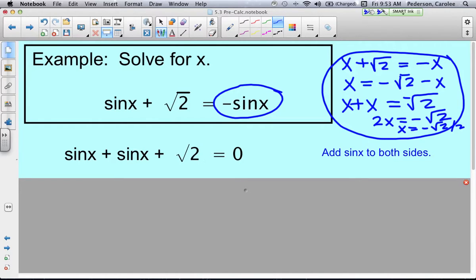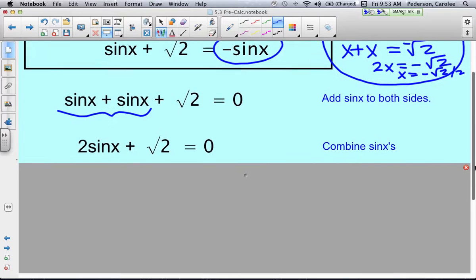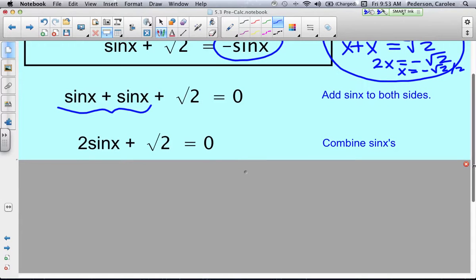Sine of x plus the square root of 2 equals 0. Add the sines of x's. Yep. Sine of x plus sine of x is how many sines of x's? 2 of them. Then what would you want to do to get the sine of x by itself? What do you want to undo? Minus the square root of 2.